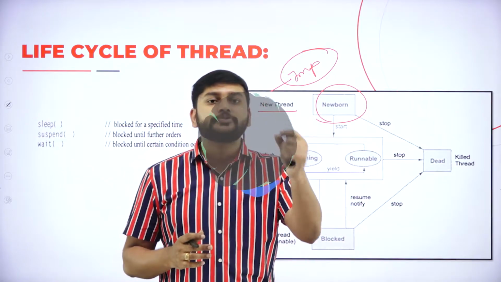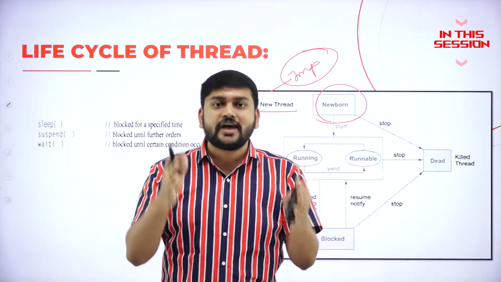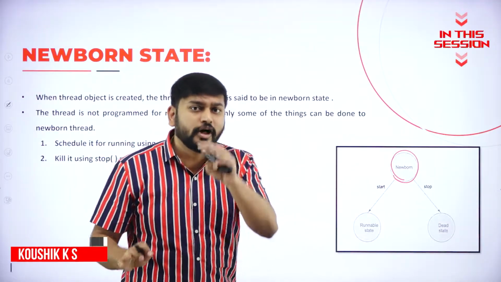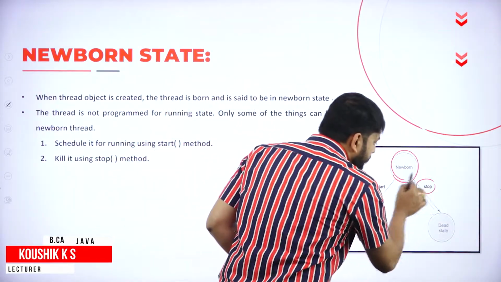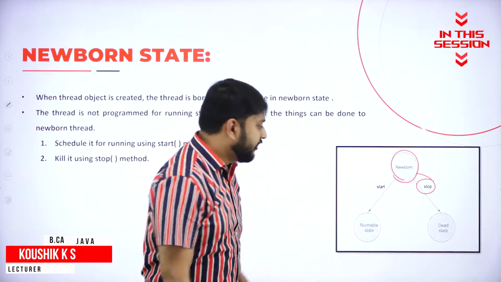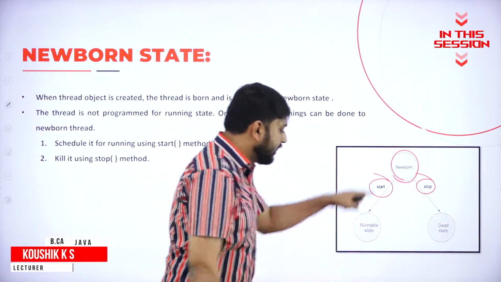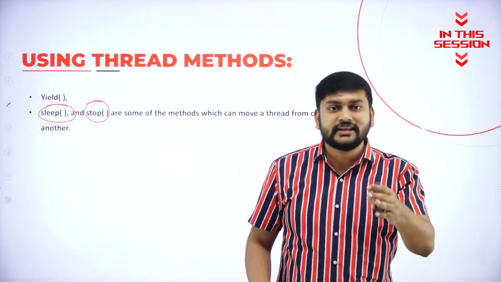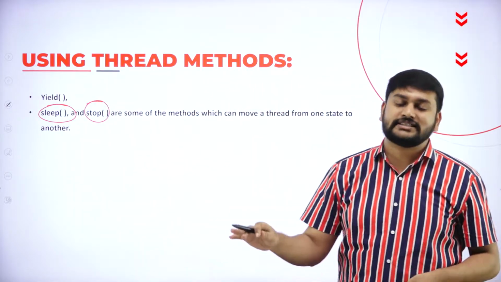If I create the object of a thread, I will call it a newborn thread. Two possibilities are there. If I call the method stop, it will directly go to the dead state. If I call the method start, it will go to the runnable state. And stop, in the sense, I'm asking the thread to go to the dead state.